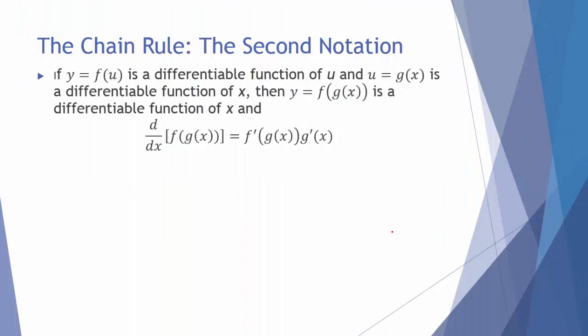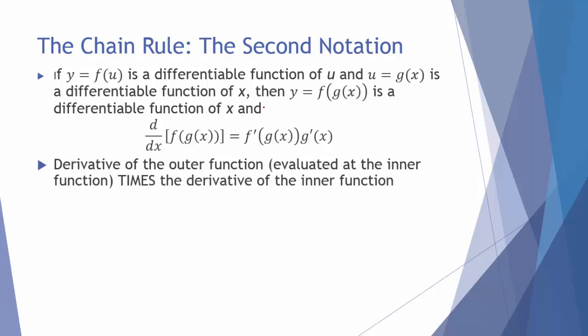Let's look at the second notation, which again is the same setup as the first slide that explains what the chain rule says, but now I have the second notation here. d dx of f of g of x equals f prime of g of x times g prime of x. So it says the exact same thing, just in different notation. This one's a little bit easier to explain in words.